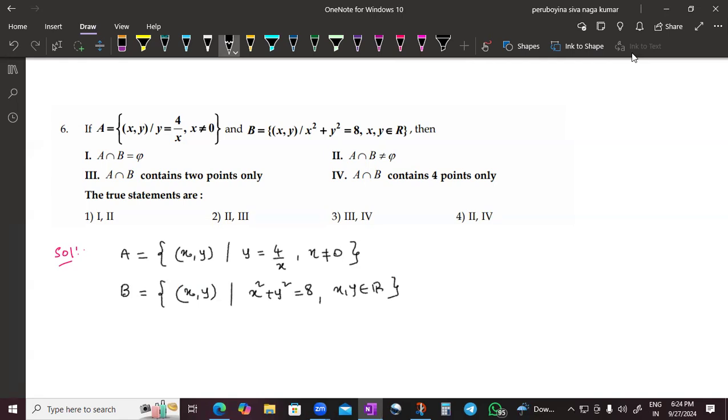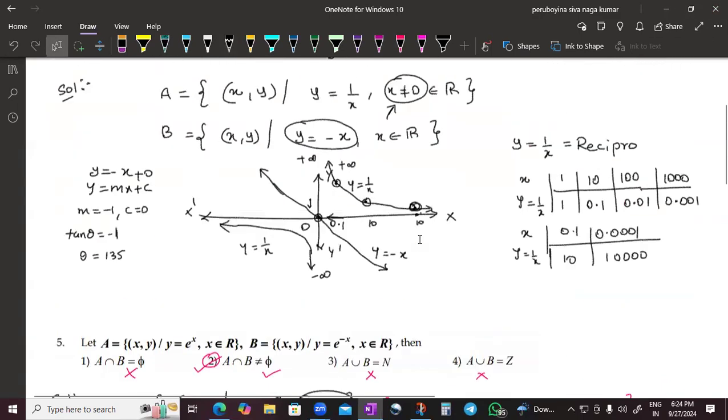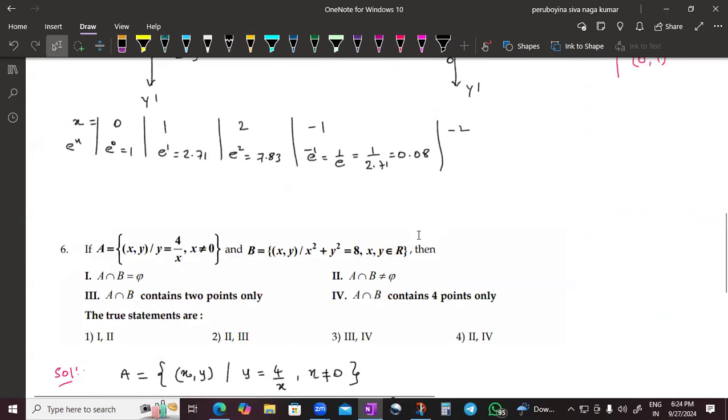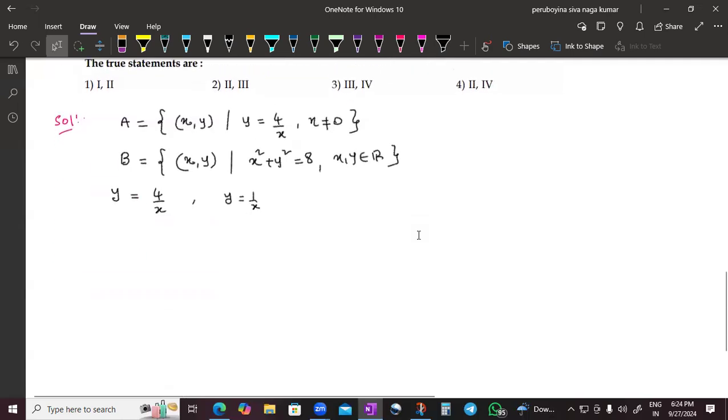We already saw this reciprocal function and how it looks, but it is multiplied by 4. So y is equal to 4 by x. We already saw y is equal to 1 by x in the previous question. This is the graph of 1 by x. In the same way it exists, but multiplied by 4. Numerically, it will show a little bit of difference, but the shape is the same.